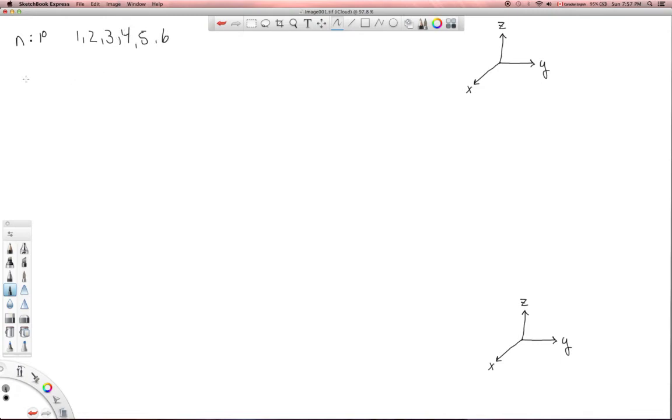And then you have L, lowercase L, and people often call this the orbital. Okay, the orbital.